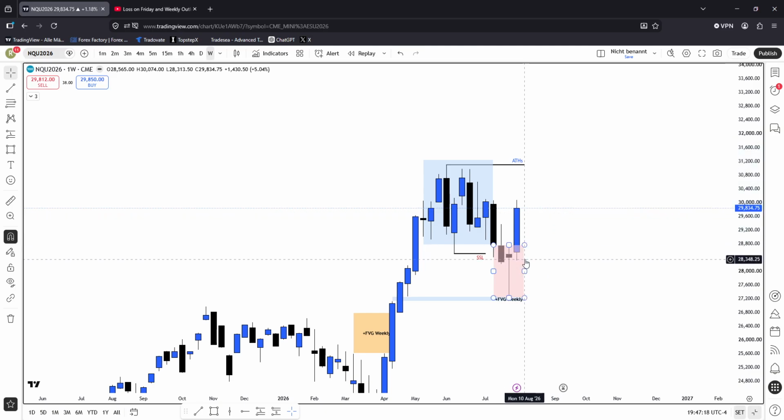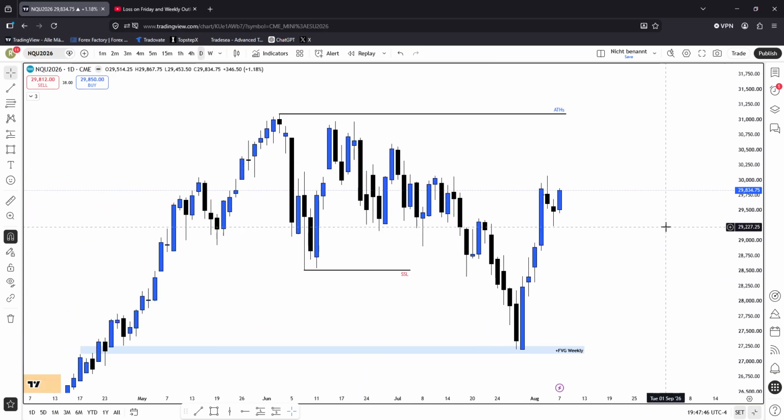And we also got a pretty bullish reaction off of this. I mean, this candle looks really promising. I think this one ignites the new market maker buy model to new all-time highs. And yeah, that's pretty much it regarding the weekly time frame. Let's take a look at the daily time frame.